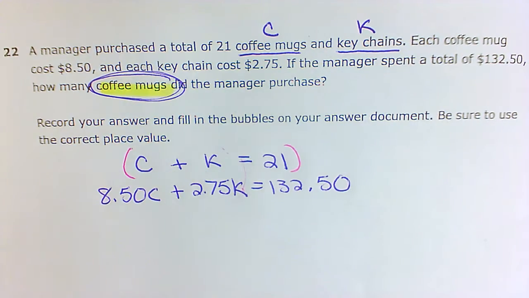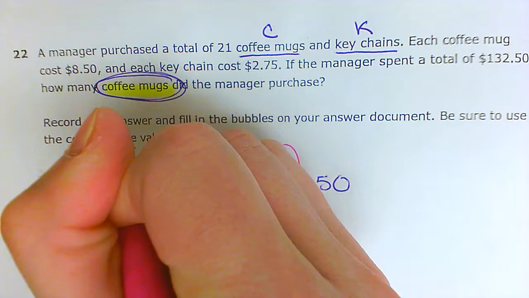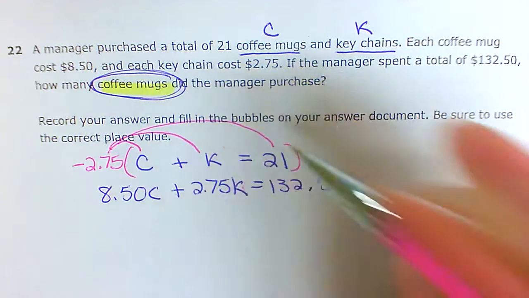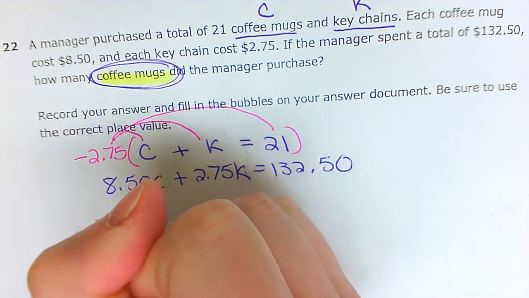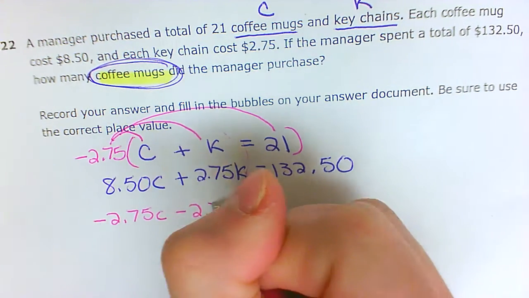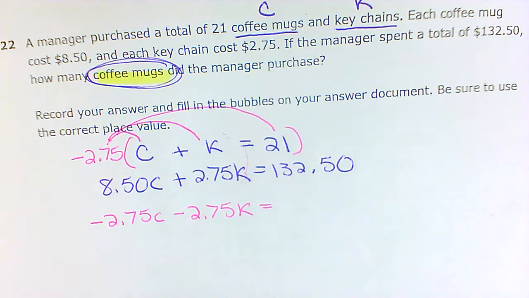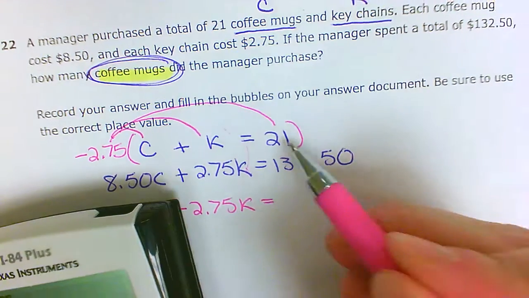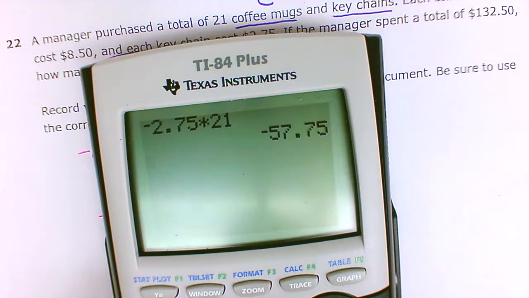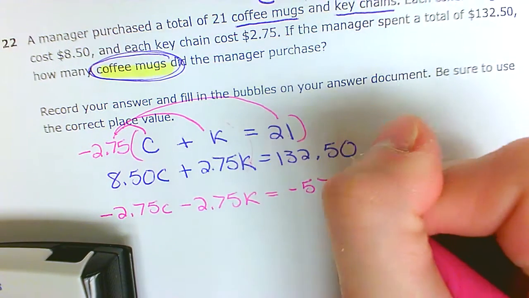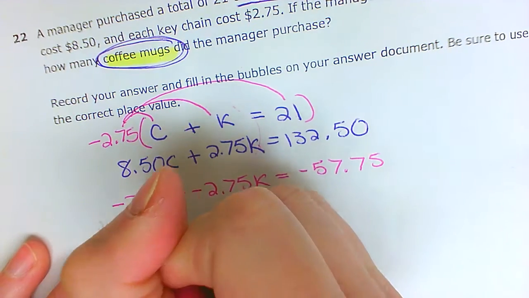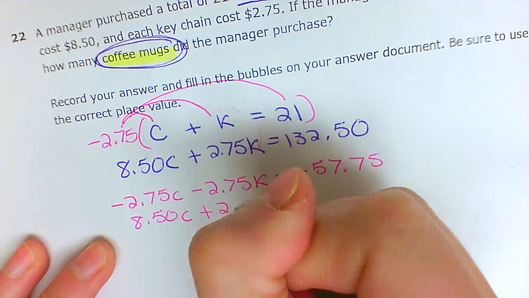My smaller number is 1K, so that's the easier one to change. I need to make this into the same number and opposite sign, and since it's a regular 1 right now, I'm going to multiply that by negative 2.75. And you've got to make sure that you do that all the way across. So now it's negative 2.75C minus 2.75K is equal to, let's go ahead and do that multiplication. So negative 2.75 times my constant, 21, gives me negative 57.75. The other equation, I'm not making any changes to it. I'm just going to rewrite it underneath so that I have everything all lined up again.